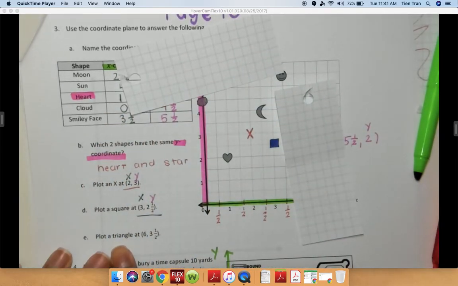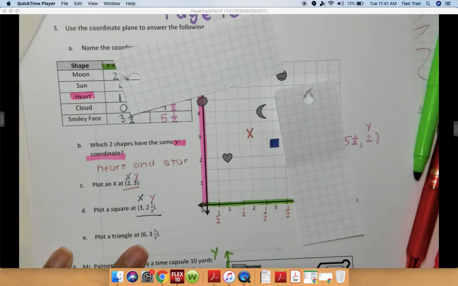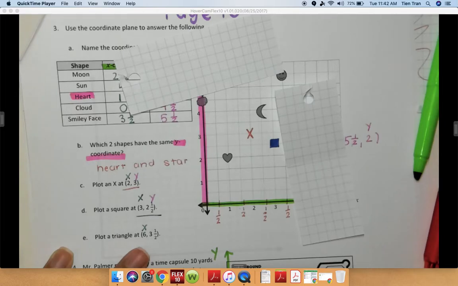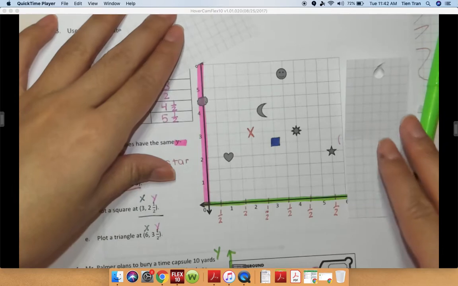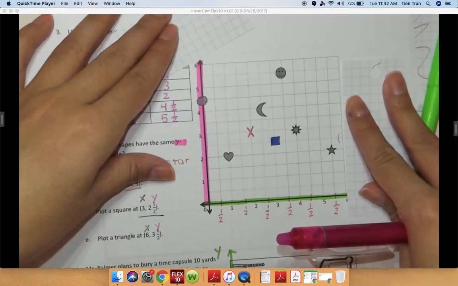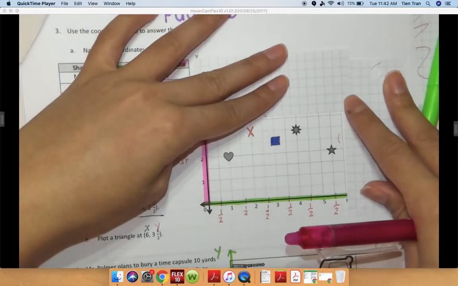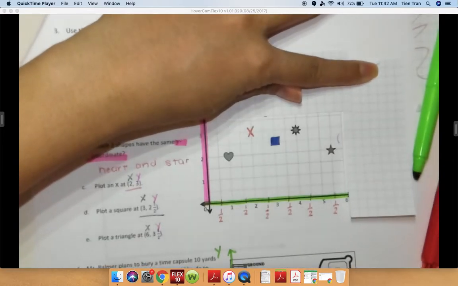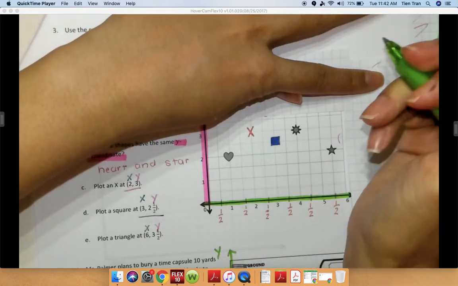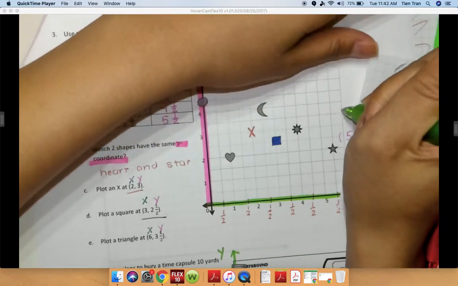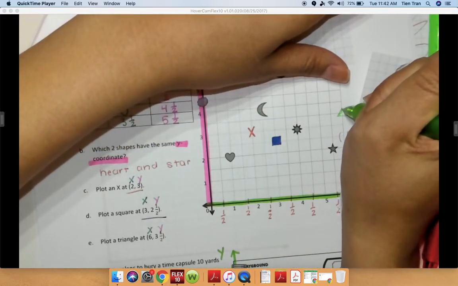Next, it asks me to plot a triangle. So I have x is 6 and y is 3 and 1/2. Okay, so I'm going to move over 6 times, which is right here. And I am going to go up 3 and 1/2, which stops right here. And they want me to plot a triangle. So I'm going to draw a triangle right there at those locations, at this coordinate location. Okay?